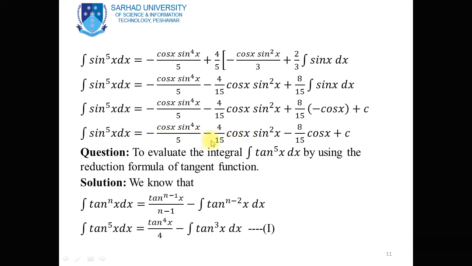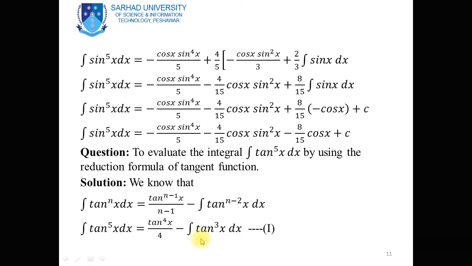Now to evaluate the integration of tangent x power 5 with respect to x by using the reduction formula, the reduction formula for tangent x power n with respect to x is equal to tangent n minus 1 x divided by n minus 1 minus the integration of tangent n minus 2 x with respect to x. So just putting n is equal to 5 in this reduction formula, we have tangent power 4 x divided by 4 minus the integration of tangent cube x with respect to x, because when we put n is equal to 5, we have tangent cube x integration.